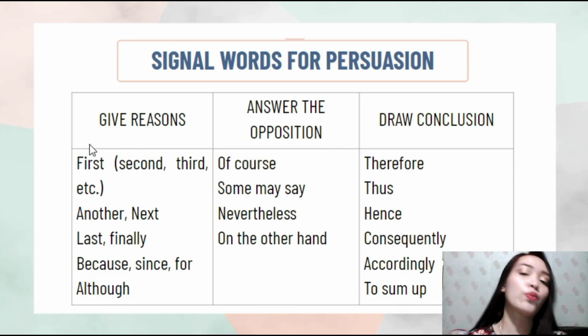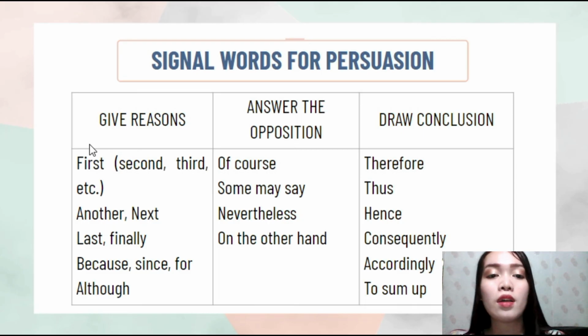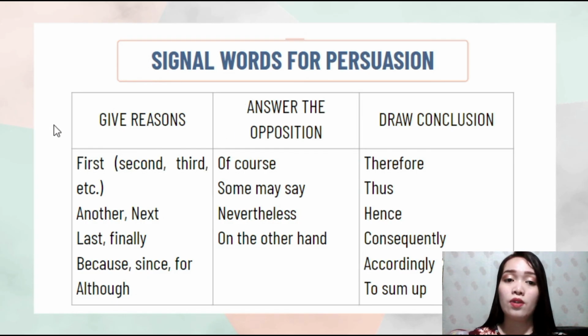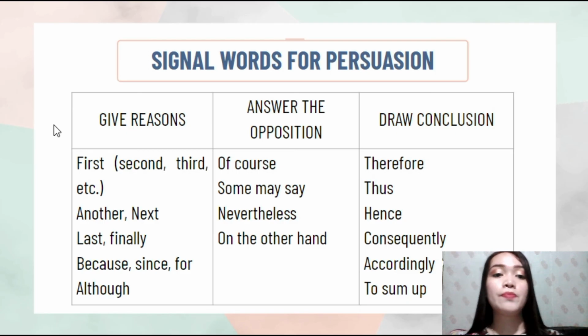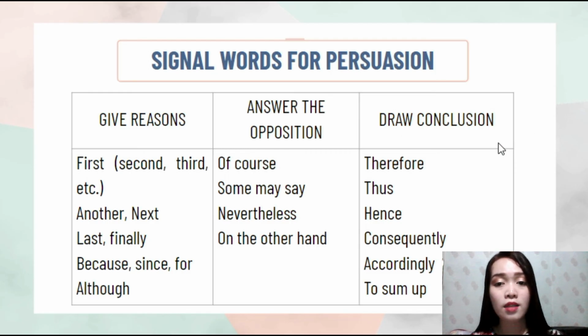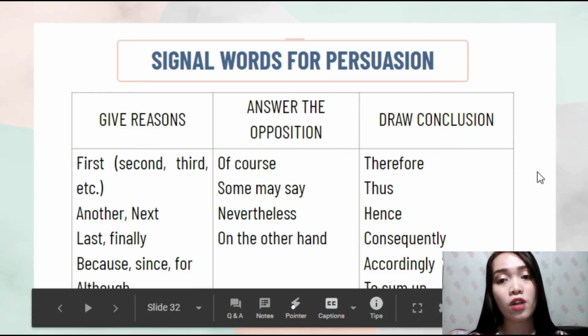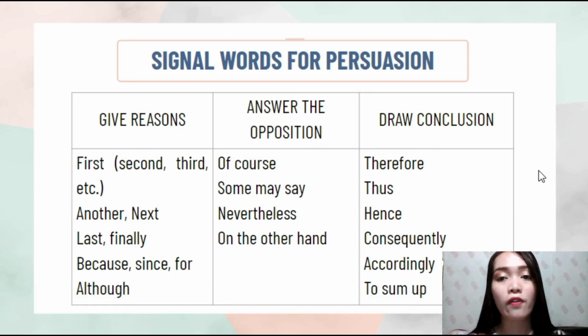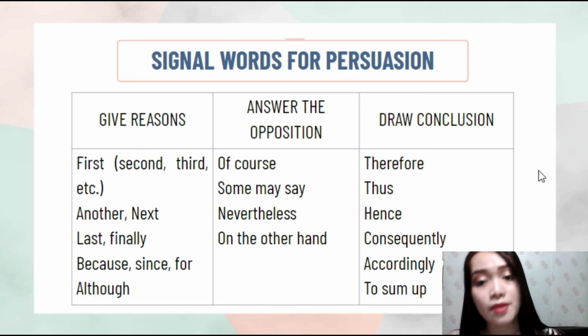Now, these are the signal words for persuasion. When you are giving reasons, you can use the words first, second, third. It is applicable when you are giving many reasons. Okay? We also have, when you're answering opposition, you may use the words of course, some may say, and so on. And when you are drawing a conclusion or summarizing, you can use these words, not just therefore. There are a lot of words on how you can sum up things.